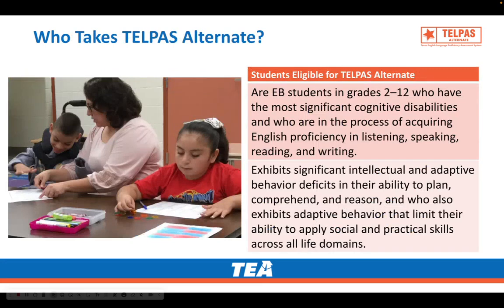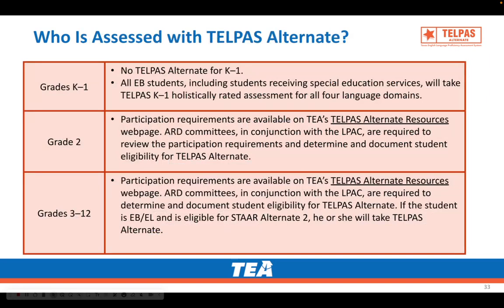Who takes this? It's for students who qualify for STAAR Alt 2, but they're also emergent bilingual students. There is a little difference on grade 2 since there's no STAAR Alt 2 test at grade 2, but basically we go by if a student qualifies for STAAR Alt 2 and they happen to be coded as an emergent bilingual or an EB student, they will do TELPAS Alternate instead of TELPAS. Again, grade 2 is where that's the only little variance.